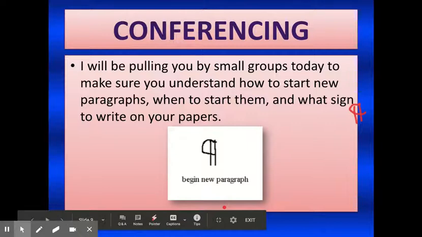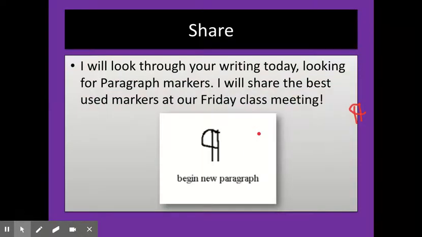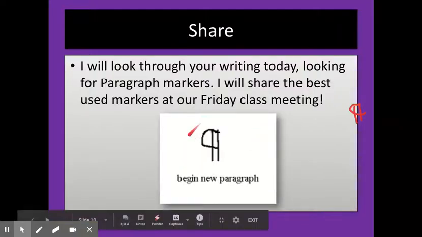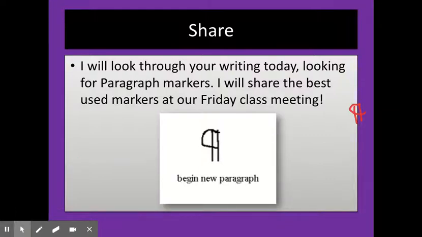I will not be doing that today. I will look through your writing today, looking for paragraph markers like this or like this. I will share the best used markers at our Friday class meeting. So scholars, all you are doing today is going through your story and marking where you need new paragraphs. That's all you have to do today. Read through your story, mark where you need new paragraphs, and then take a picture of your work.